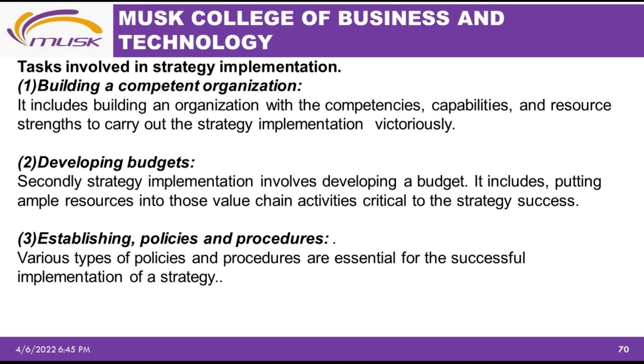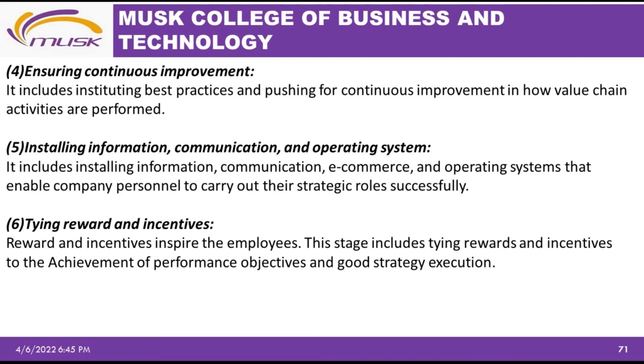And then establishing policies and procedures. Various types of policies and procedures are essential. We also talked about that, like when we were talking about policies for innovation, we can come up with such. The fourth one is ensuring continuous improvement. So when we are implementing, and when we are in the marketing planning field and the innovation field, we need to continually do it, because when we don't do it continually, we become obsolete.